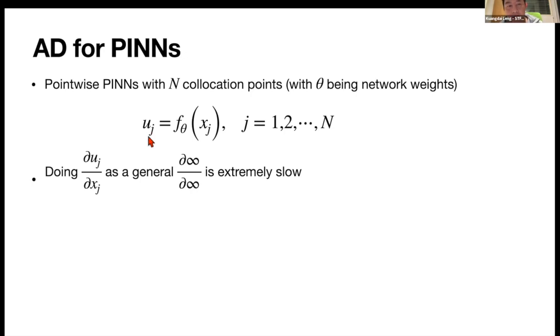But what we want is a derivative. Okay, ignore the higher orders, we just talk about first order. If you consider this as a general Jacobian, this would be very slow, right? And we can't train PINNs that way, but in fact, we can train PINNs, for instance, with DeepXDE.